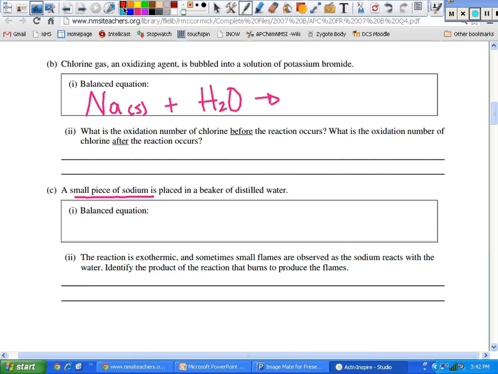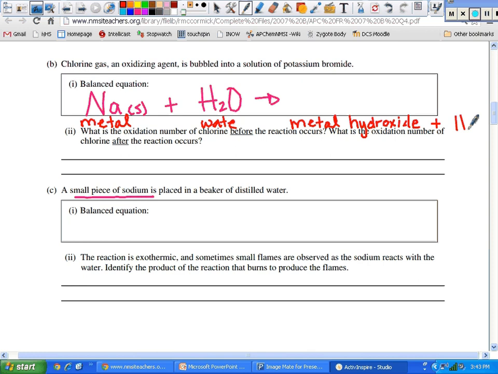But see, let's look and see what happens. Anytime you put a metal in water, you're going to get a metal hydroxide. Okay, this is that type of reaction. This is one of those things that you just have to know. A metal plus water yields a metal hydroxide. Very good. Yes, I'm getting there. Very good, Taylor. Plus hydrogen gas.